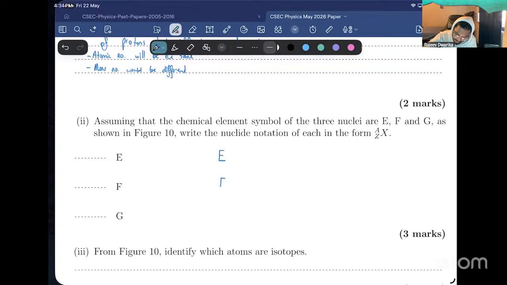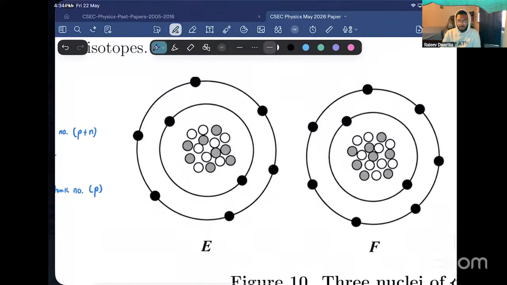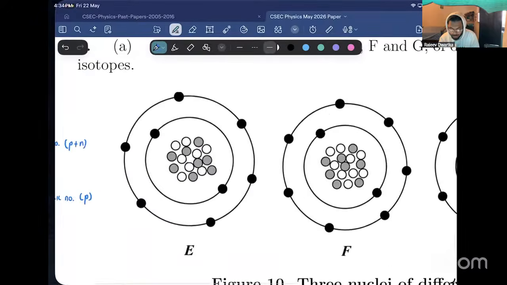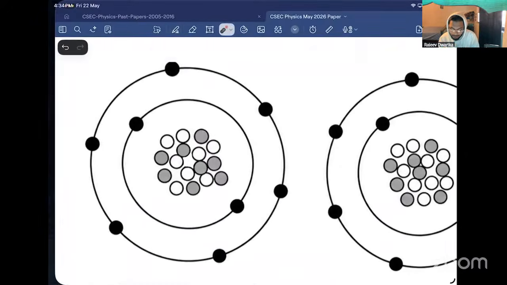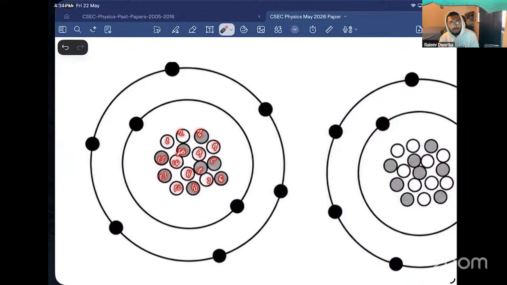E, F, and G. So here, for E, how much protons and neutrons are there? So the empty circle is the proton and the darker circle is the neutron. So how much protons and neutrons do you have in E? Wasn't it 16? 1, 2, 3, 4, 5, 6, 7. Everybody get 16? Yes, sir.